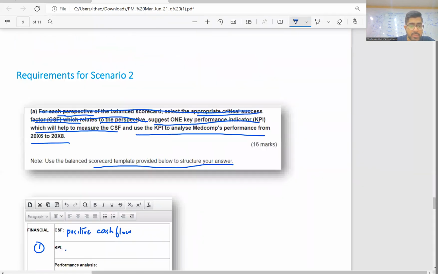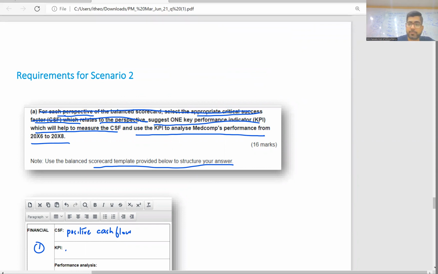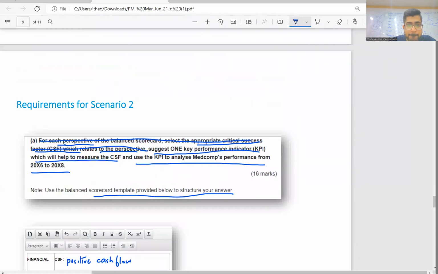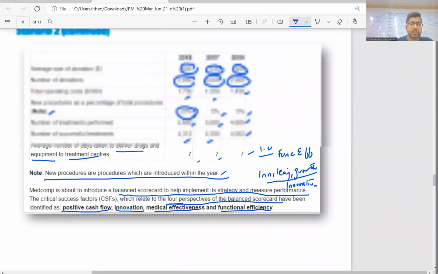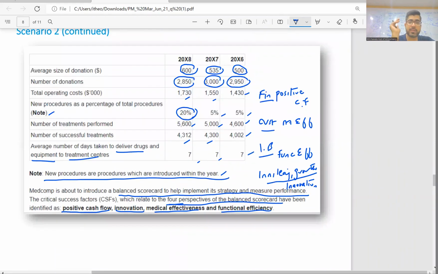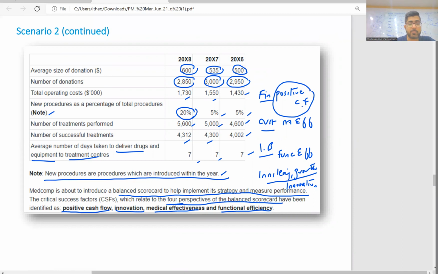Okay. So CSF, critical success factor for financial, is positive cash flow. Find from the question, what is the indicator which we will use to measure this positive cash flow? See the data of the question. This is the data of the question. The critical success factor for financial is positive cash flow. What would be the indicator through which you will measure whether positive cash flow is being received or not?